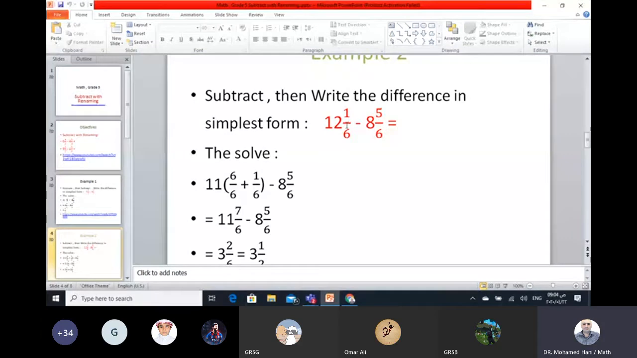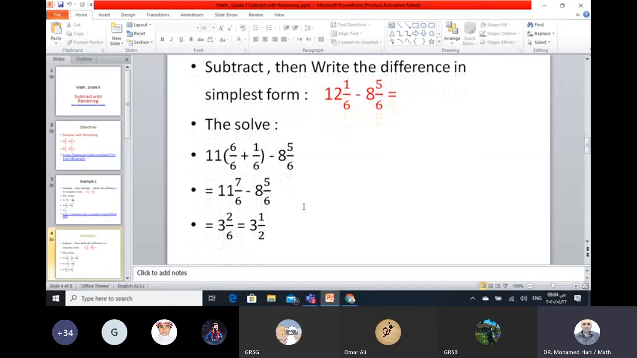So what I do is regroup, or borrow from 12. Take 1 from 12, and 12 will be 11. And I can write the 1 as 6 over 6, and here we have 1 over 6, minus 8 and 5 over 6. Now here we have 11, and 6 plus 1 will be 7 over 6, minus 8 and 5 over 6. Now the operation is possible.